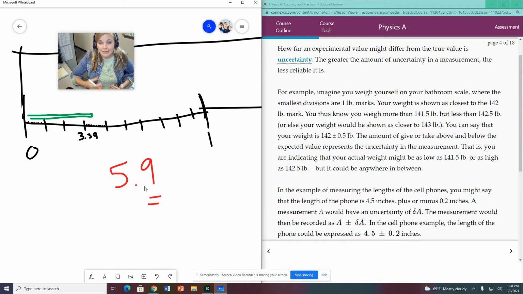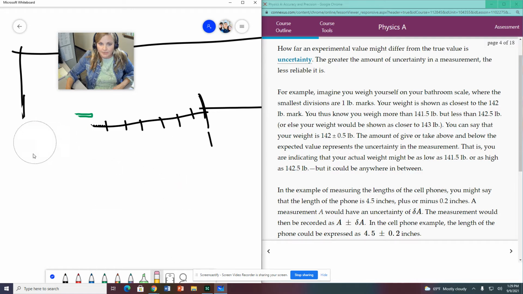So precision is reflected in the number of decimal places that I'm measuring to. There should only be one estimate, and that's that last digit. You can't estimate twice, you only get to estimate or guess once, right? So this is more precise and this is less precise. We're measuring two different lines, obviously. Okay. So that is what we talk about with precision.